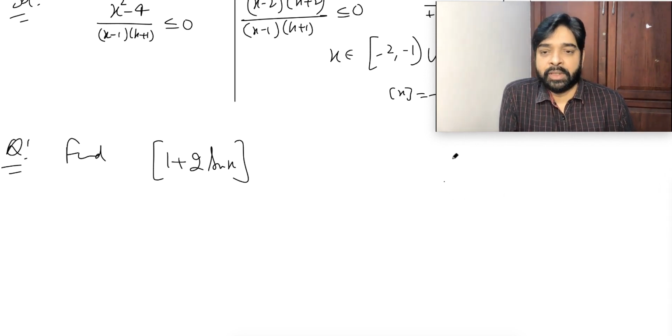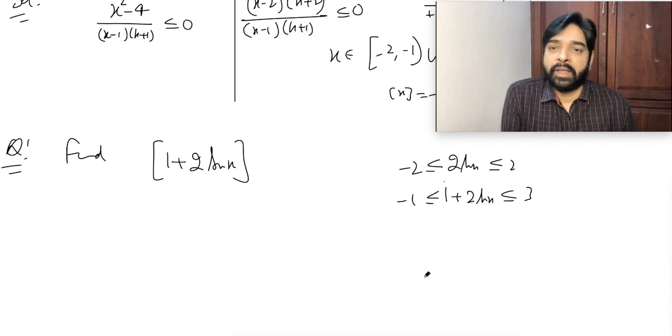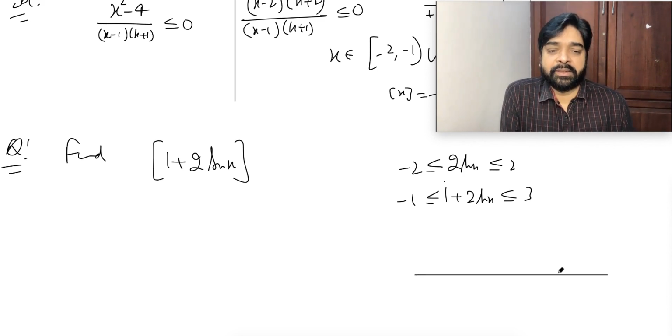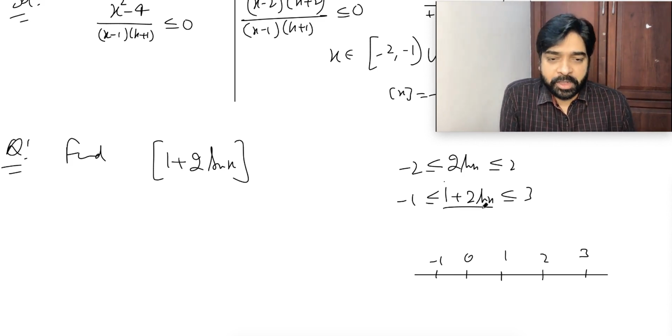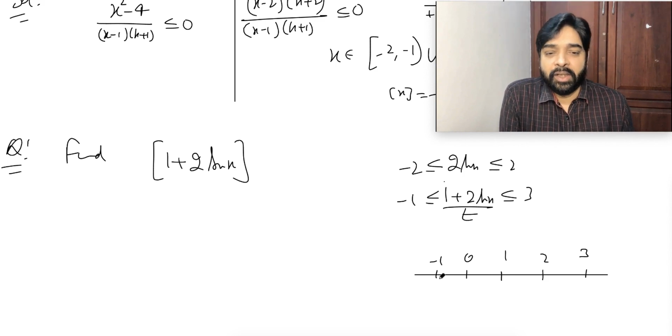Watch it here. 2 sin x will lie where? Minus 2 to plus 2. So 1 plus 2 sin x will lie where? Minus 1 to 3. This is minus 1, this is 3. Between them, 0 is there, 1 is there, 2 is there. Suppose this is t. So t is in between here. What is the greatest integer of t they are asking?